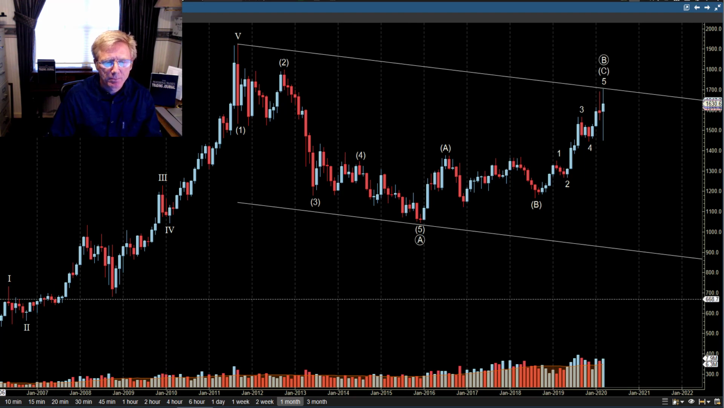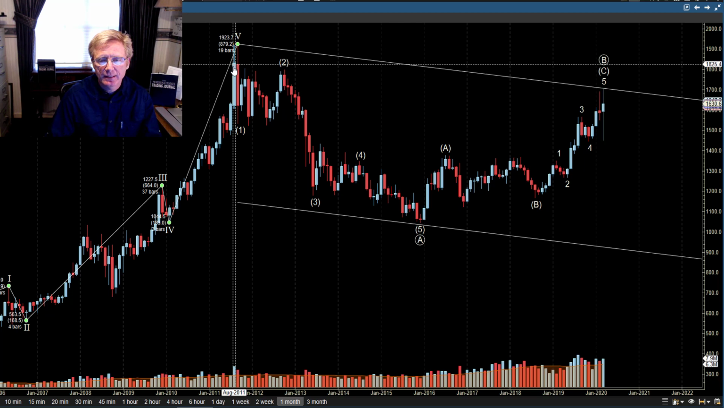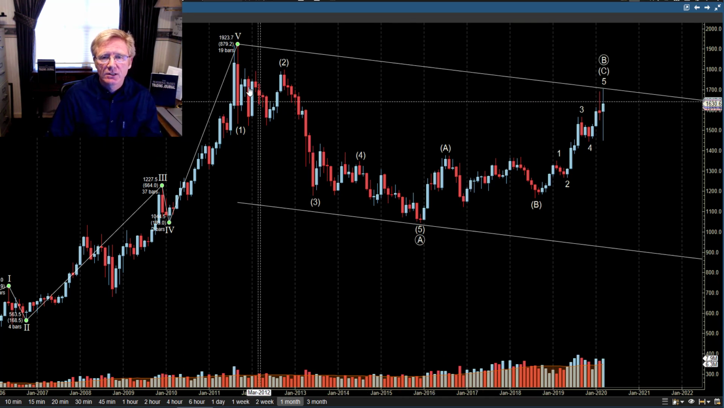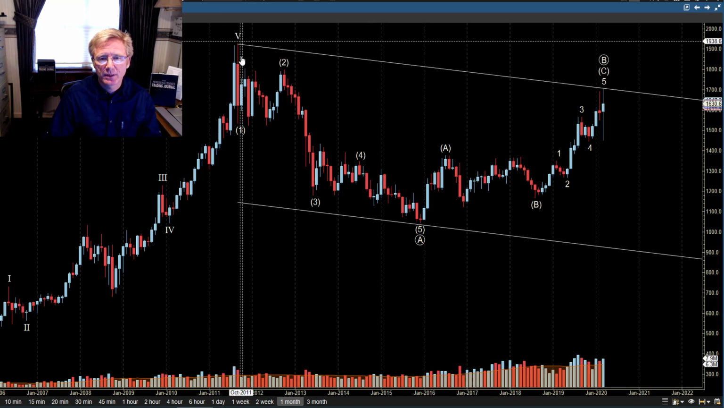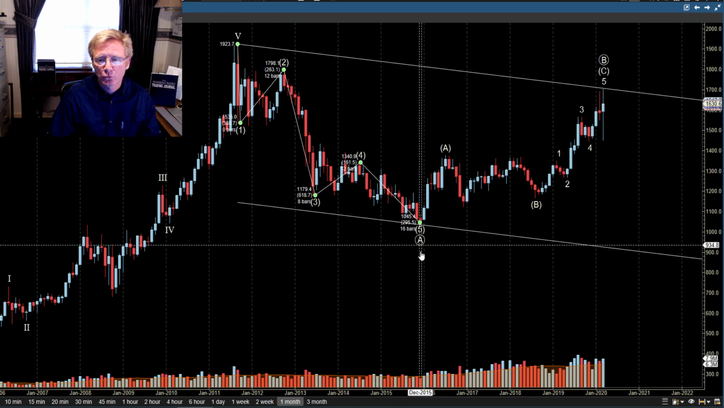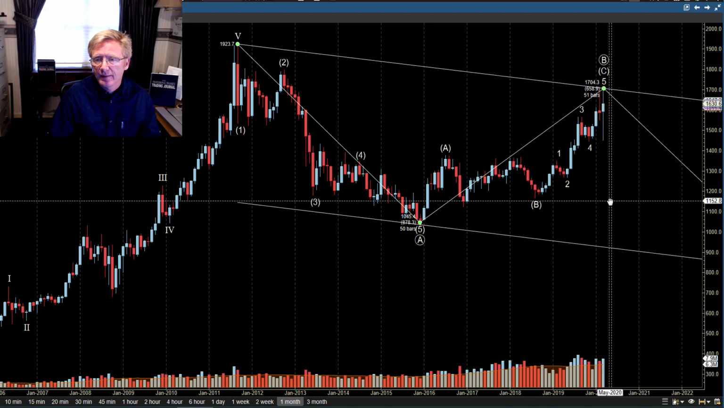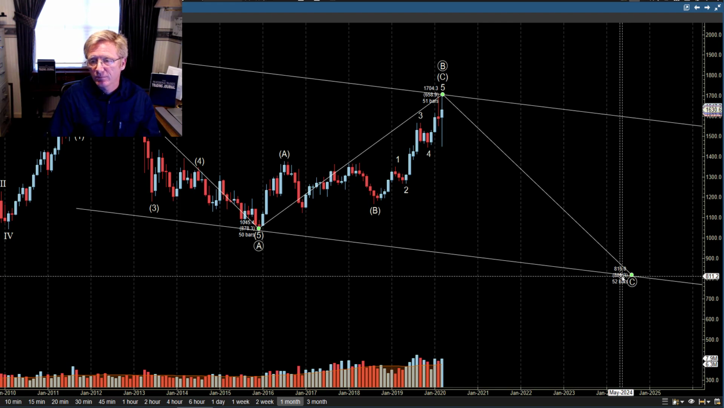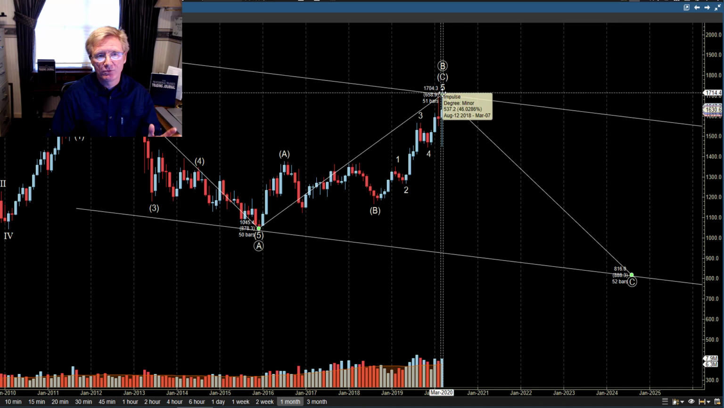So here is the bear count, where we have made a 5 wave motive wave up, and now we are in the corrective. We are still in a corrective phase. So from this wave 5 up here, we would have 5 waves down for wave A, then 3 waves up for wave B, and then we would be expecting wave C to come down here around 800, 900, something like that. So that is the bearish count. In fact, we would be heading down from where we are right now.